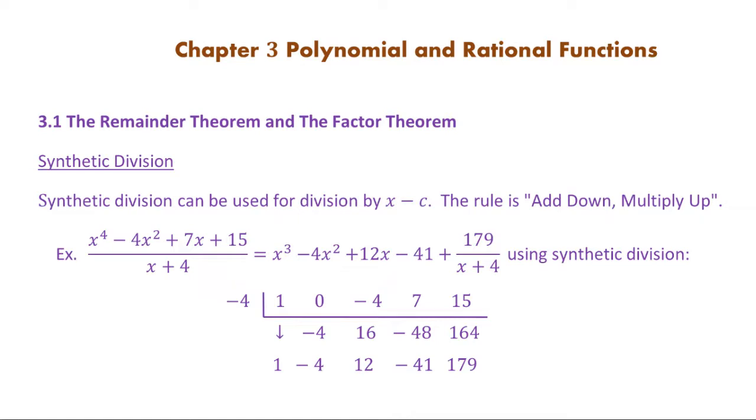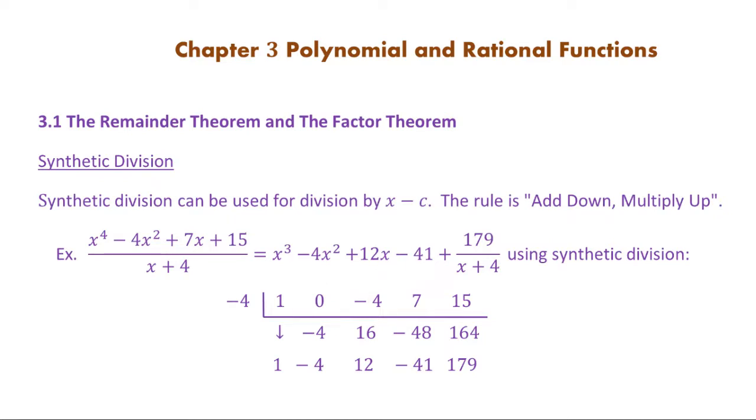And then you multiply this 12 by the negative 4 on the upper left. So you get negative 48. So that's multiply up again. And then you add 7 with negative 48, you get negative 41. That's add down again.